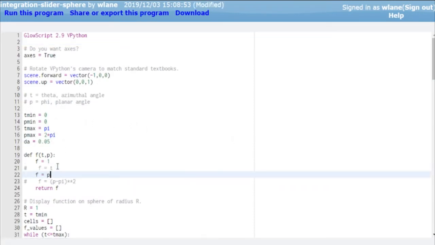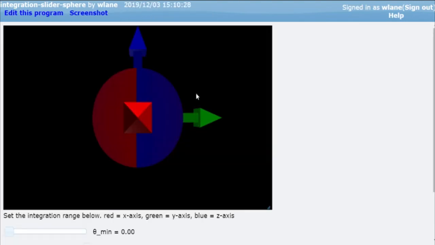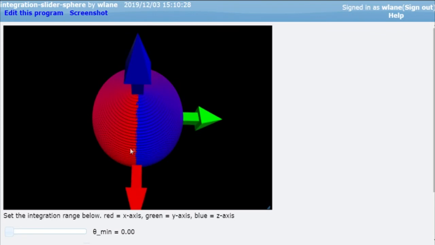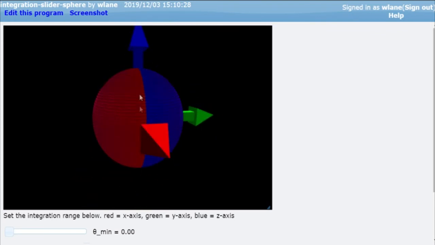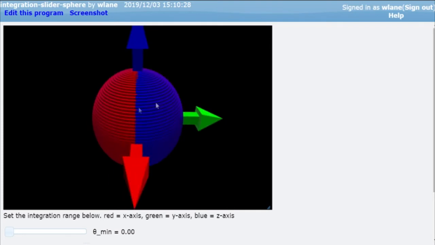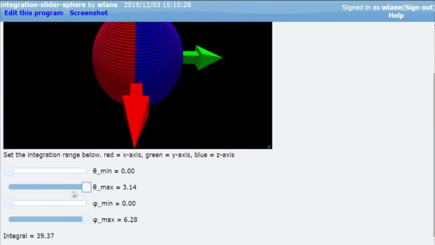Let's try doing the function equal to phi. Now this one's interesting because phi is running around from 0 to 2 pi. So it starts at 0 here, runs around to 2 pi, and it's got this weird little gluing effect right here where I suddenly drop from 2 pi back down to 0. So that's a little bit artificial. You can play around with that if you would like to.